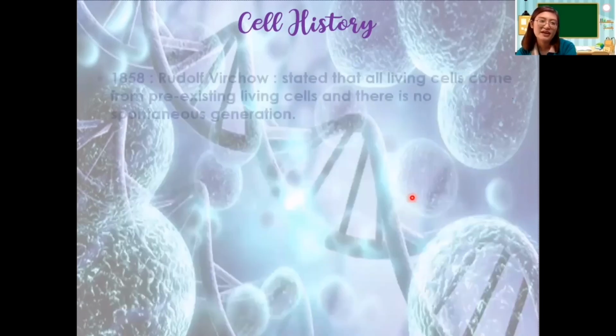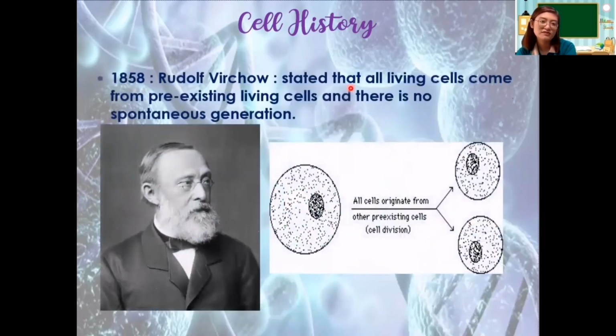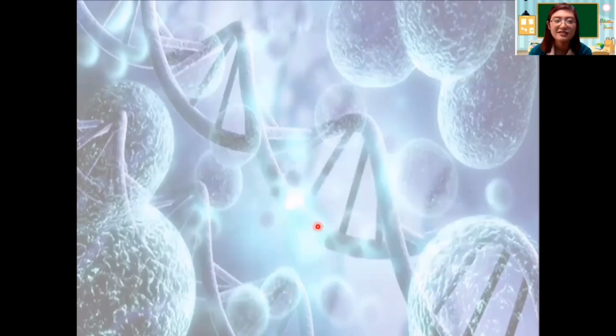Then, by 1858, Rudolf Virchow stated that all living cells come from pre-existing living cells, and also disproved spontaneous generation. He said that a mother cell undergoes cell division, called mitosis, if you're familiar, and it gives off 2 daughter cells. So 2 cells come from a pre-existing mother cell. So there is no spontaneous generation. Next.